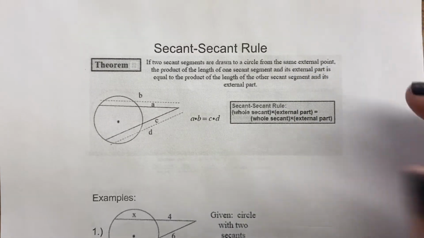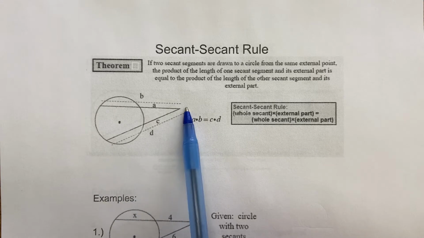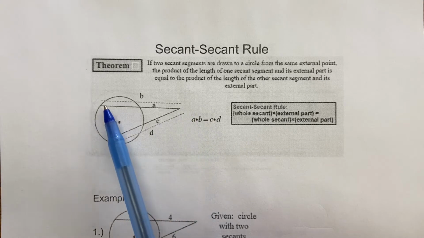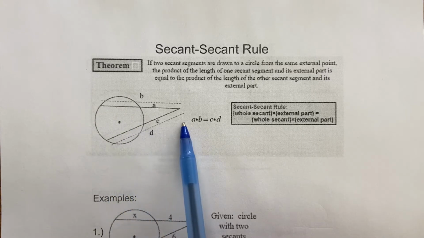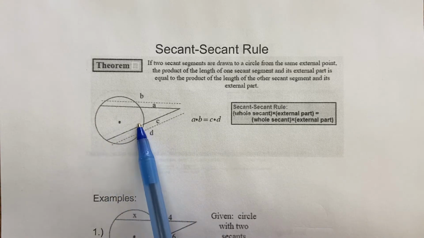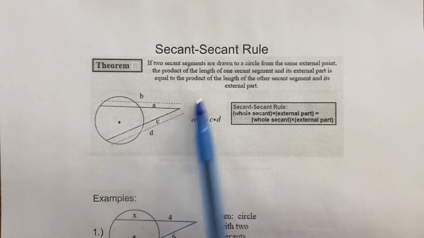So if you look at this picture, the whole secant times the exterior part will equal the whole secant times the exterior part. In other words, this part right here inside, I'm not going to use. The only time I need to use that is if they gave me the whole thing and then this part, I would subtract it to get the exterior part. This is what I'm talking about when I say exterior, the parts that are outside the circle.